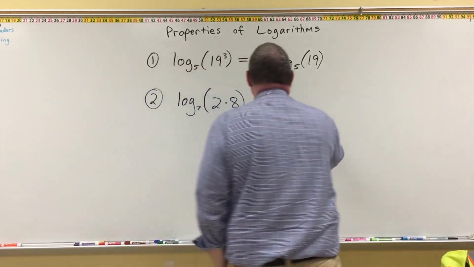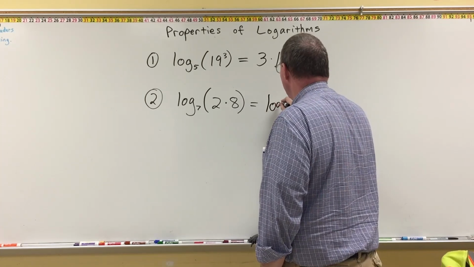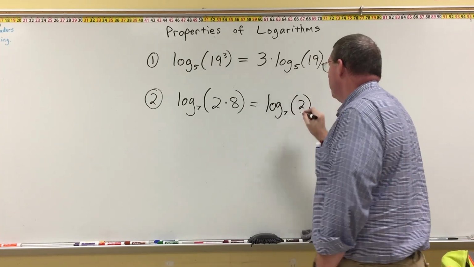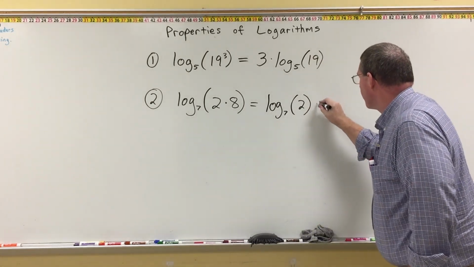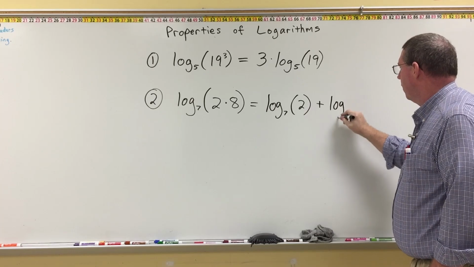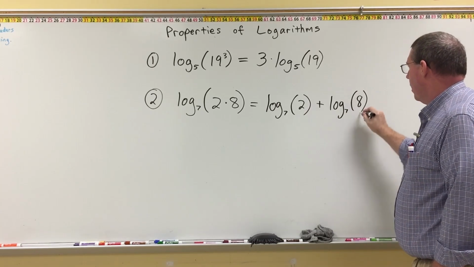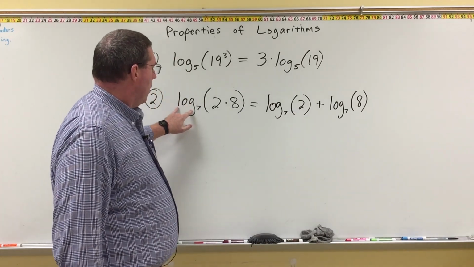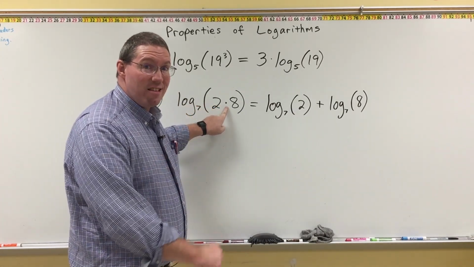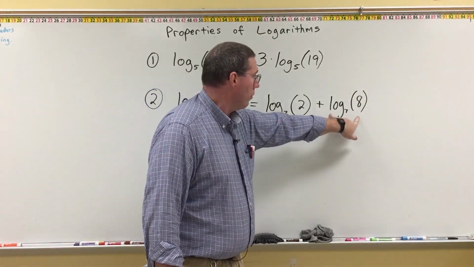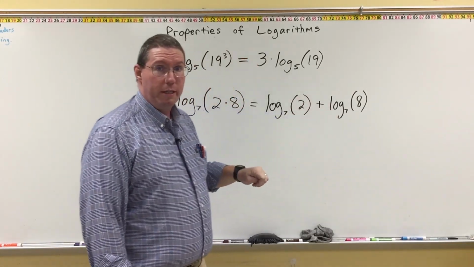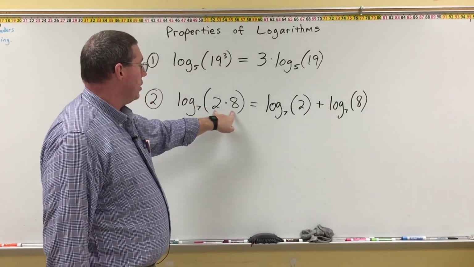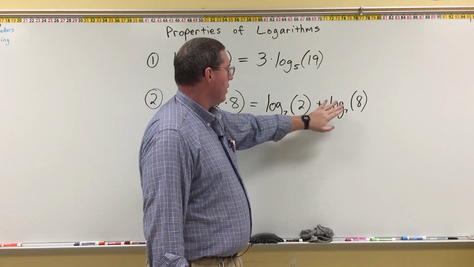Okay, well, this is the same thing. I'm just going to let you digest it. I'm going to show you the property. This is the same as log base 7 of 2, okay, plus log base 7 of 8, okay? And so you see what we're doing here is one logarithm with multiplication on the inside became two logarithms with addition between them. So the addition is on the outside of the logarithm. So the multiplication inside becomes addition on the outside.